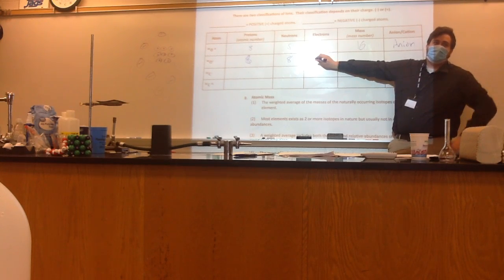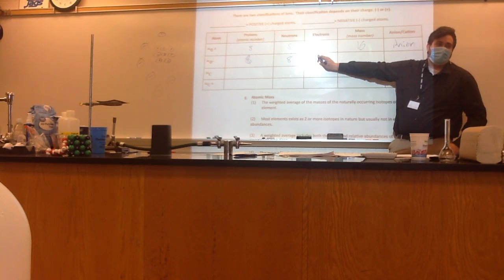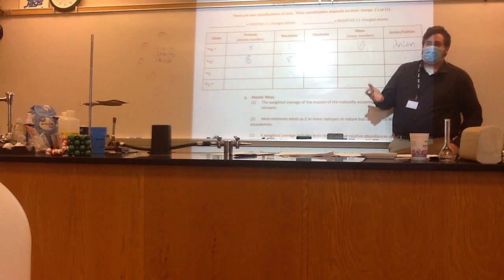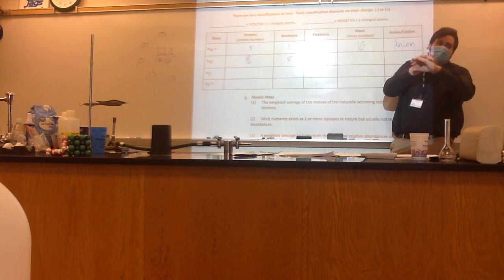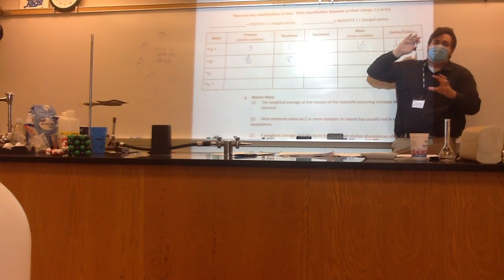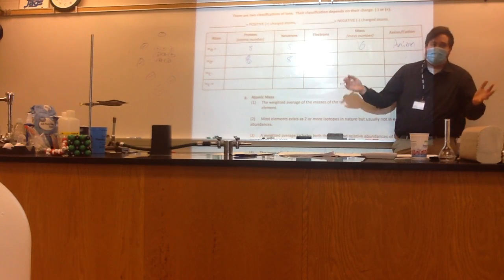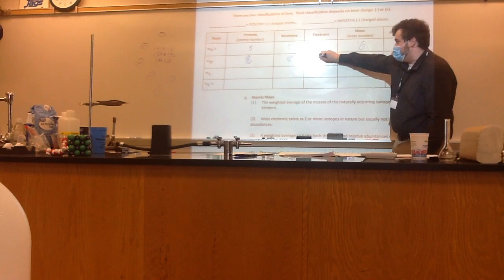7. Why 7? Because it's a positive one, so that means you need to have -1 electron. You basically remove 1 negative charge. You have 8 positive charges in the nucleus, 7 negative charges on the electron cloud on the outside, so you have a +1 ion. Yeah, exactly.